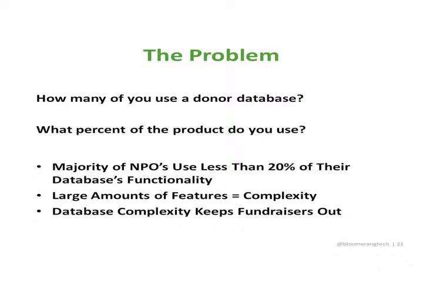We also found that because of the large amount of features and complexity, the complexity was keeping the actual fundraisers out. So the people that he was referring to, they're building those relationships. Many times that information was not making it into the database.